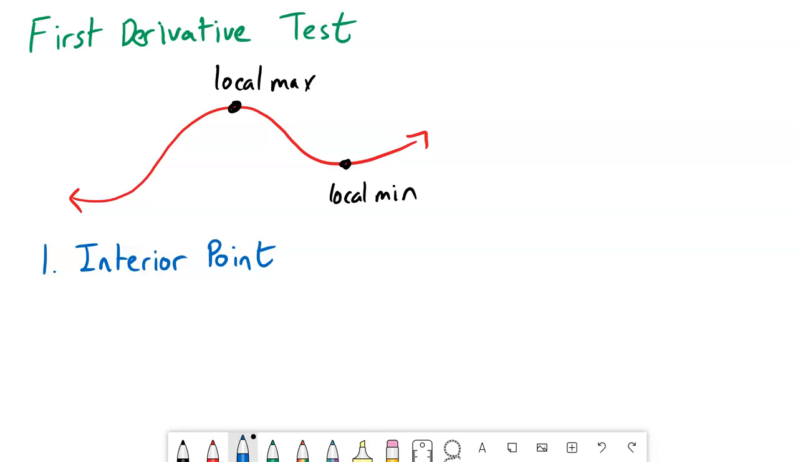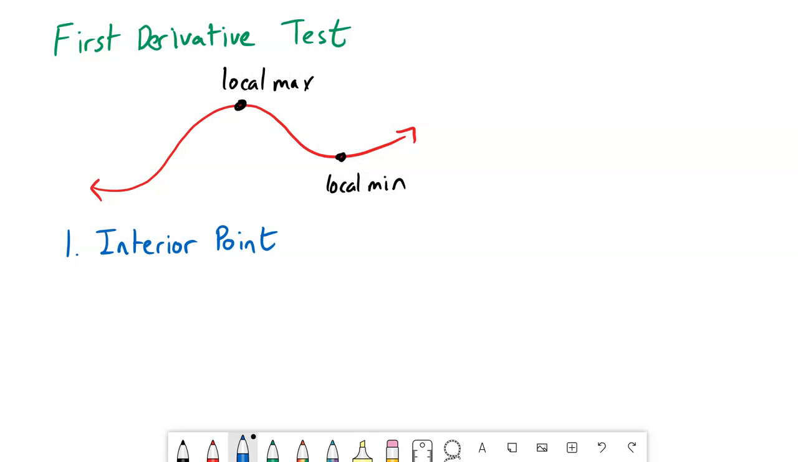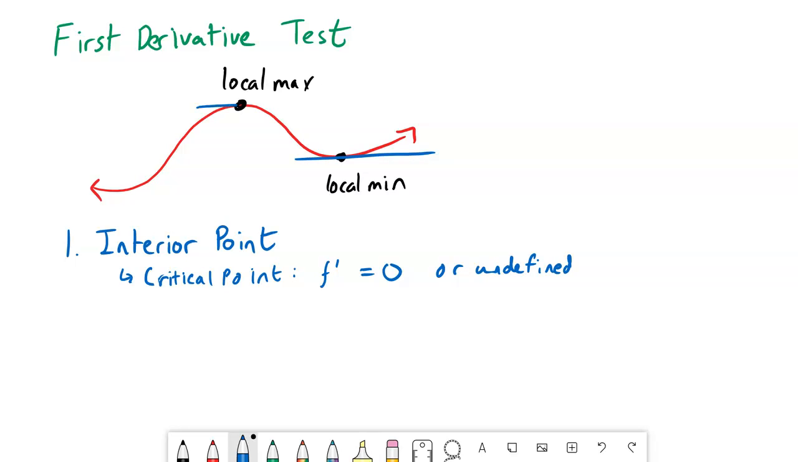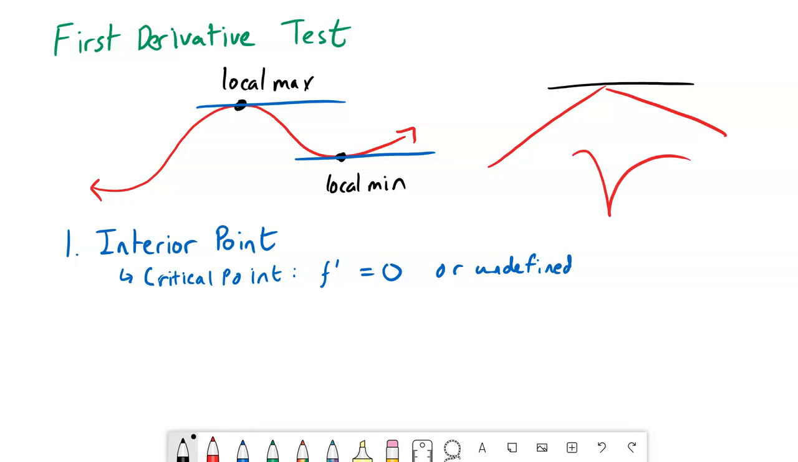So, interior points. We want to find critical points. Recall that this is when the derivative of the function is equal to 0, or finding x values where it's equal to 0 or undefined. Notice that here is a critical point because it's 0, here is a critical point because it's 0. There are also cases where it's undefined, for example like this, where it's a sharp point, or a cusp, this type of thing, undefined.